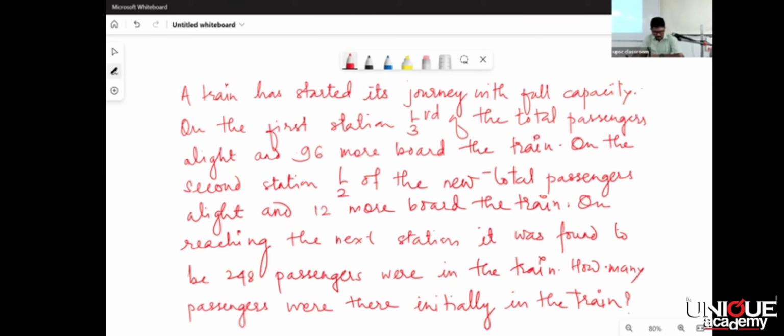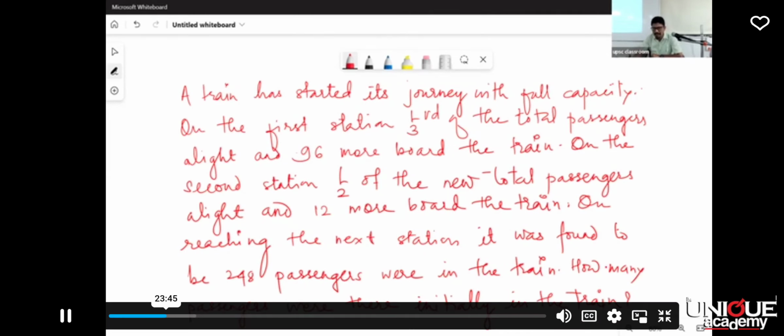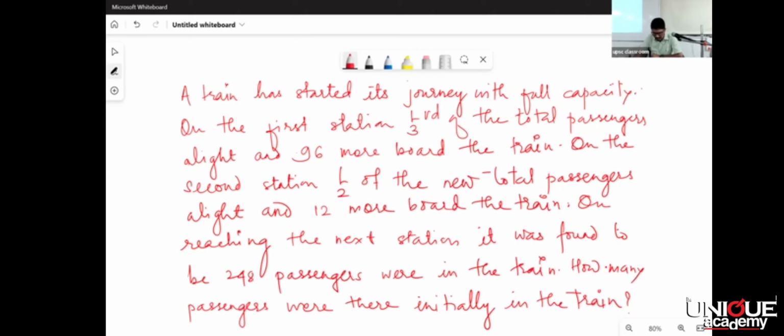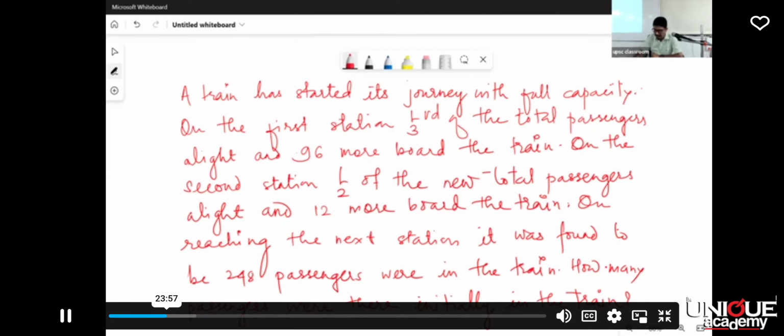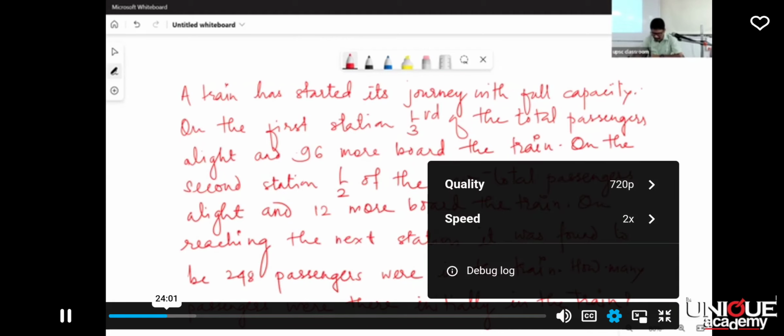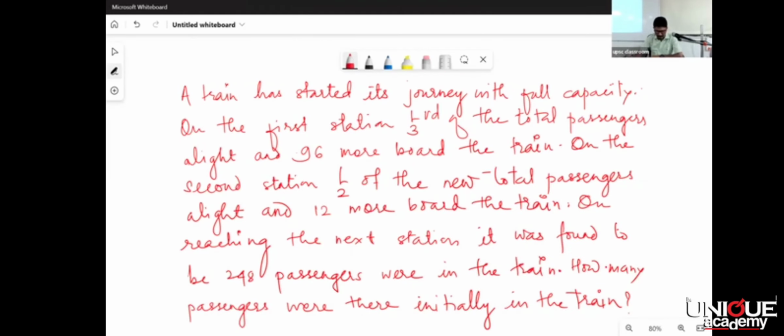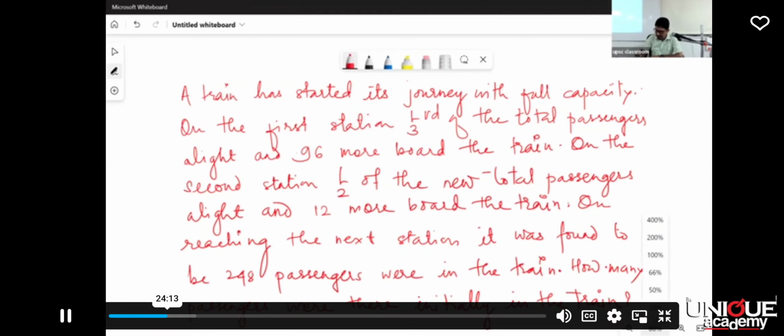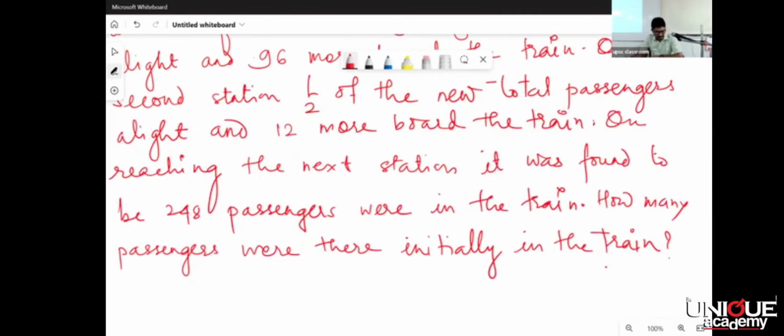Full stop. On reaching the next station, it was found that 248 passengers were in the train. Full stop. How many passengers were there initially in the train?